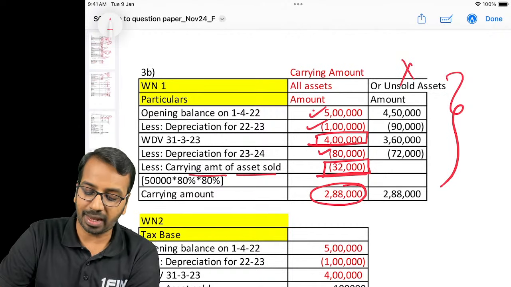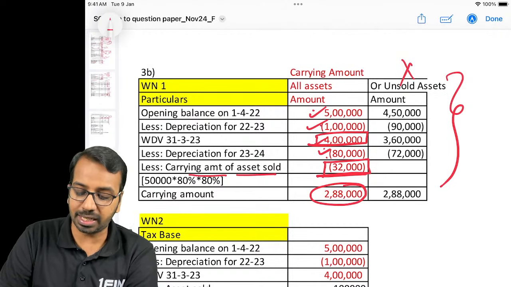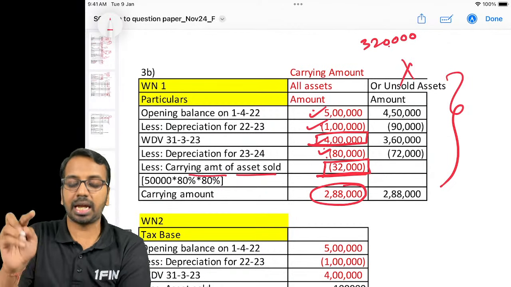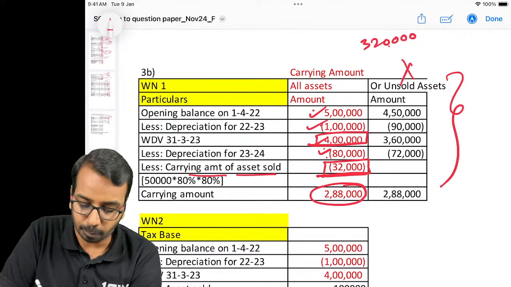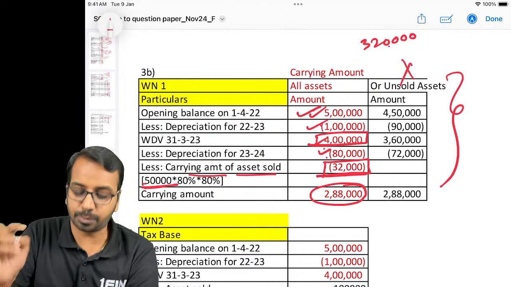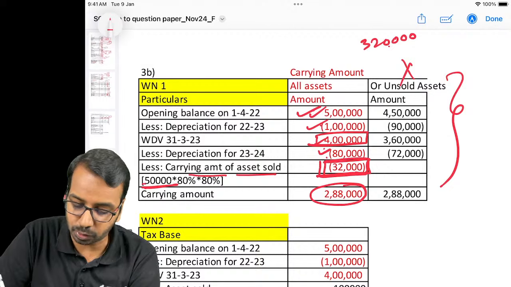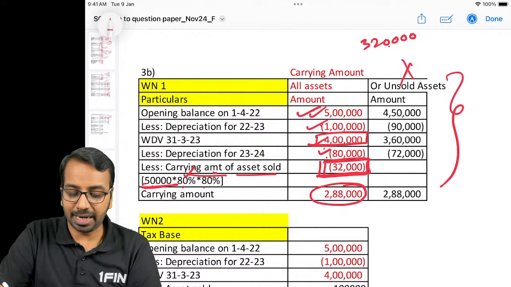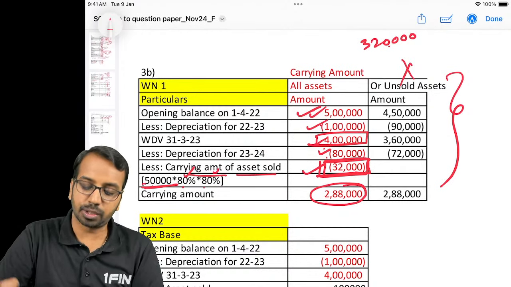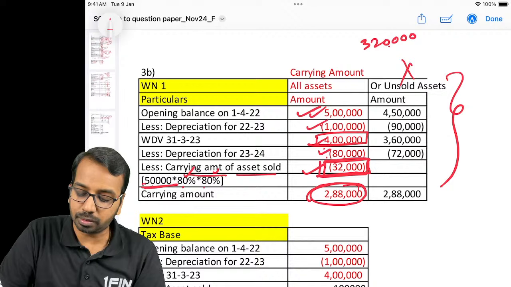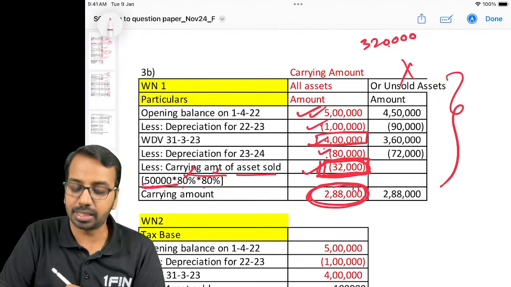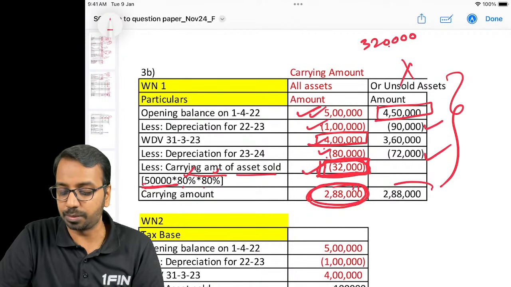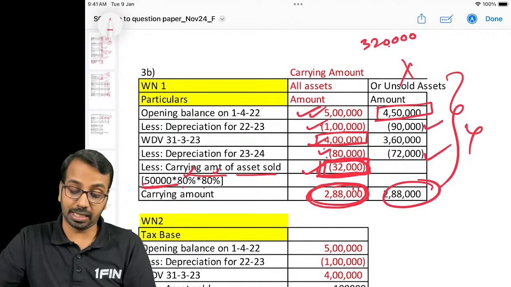So what I have done is 5 lakhs minus 1 lakh, 4 lakhs. 4 lakhs minus 80,000, you actually get 3,20,000. Okay, out of this 3,20,000, asset costing 50,000 on this date has been sold. Okay, so basically 32,000 has been sold. 50,000 into 80% into 80%. So 80% is at the end of the first year, 80% is at the end of the second year. So 32,000 is what is sold. So you get this is the carrying amount, this is the value after sale. If you want to cross check, you can just take remaining assets 450, 20% depreciation, you get 288, but this is not required for exam purpose.